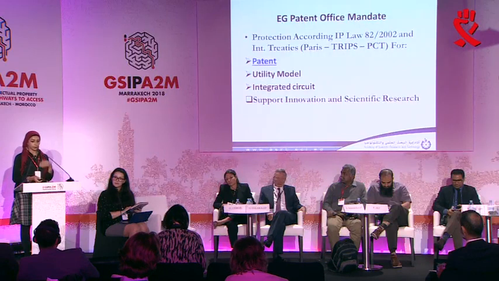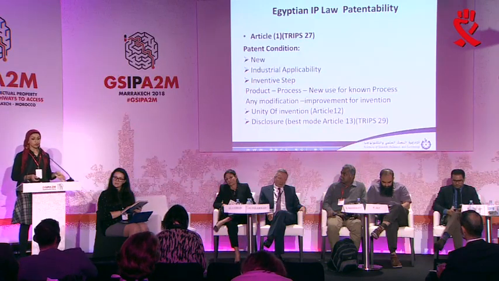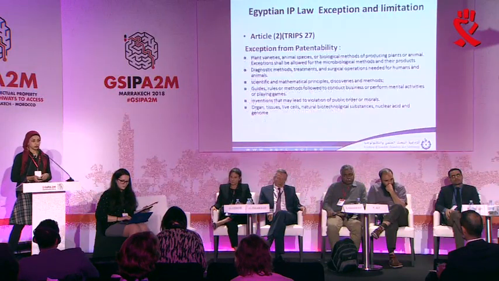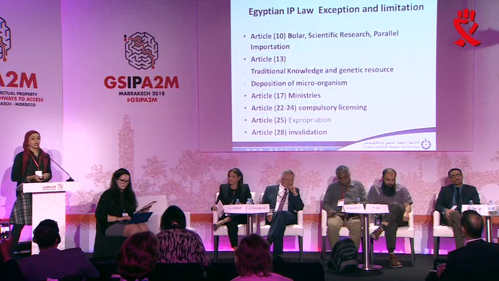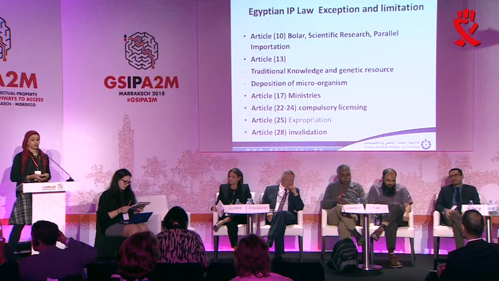I won't go through all the flexibilities. We pointed them out in many of the presentations today, but like Article 1, we have the patentability criteria. It has to be novel, inventive, and industrially applicable. There has to be unity of invention. Disclosure: we apply the best mode, not just enough disclosure. We have many criteria for exceptions from patentability, and we have the Bolar exception, parallel importation, and an article for protecting traditional knowledge.